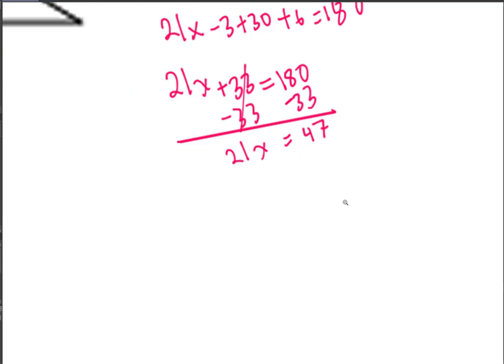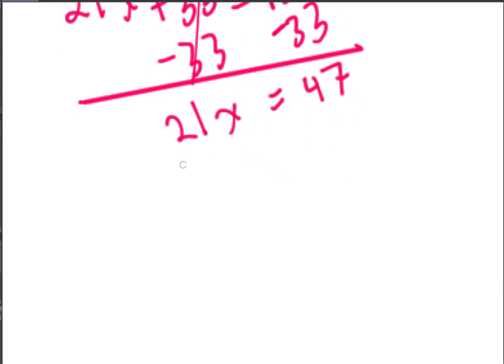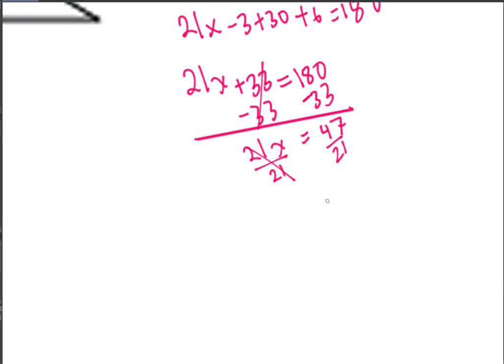So 21x is equal to 47, right? So I'm going to divide by 21 and divide by 21, right? And I should get, is that right? No, it's not right, Mr. Sims. 147 is equal to 21x. There we go. So 21x is equal to 147.